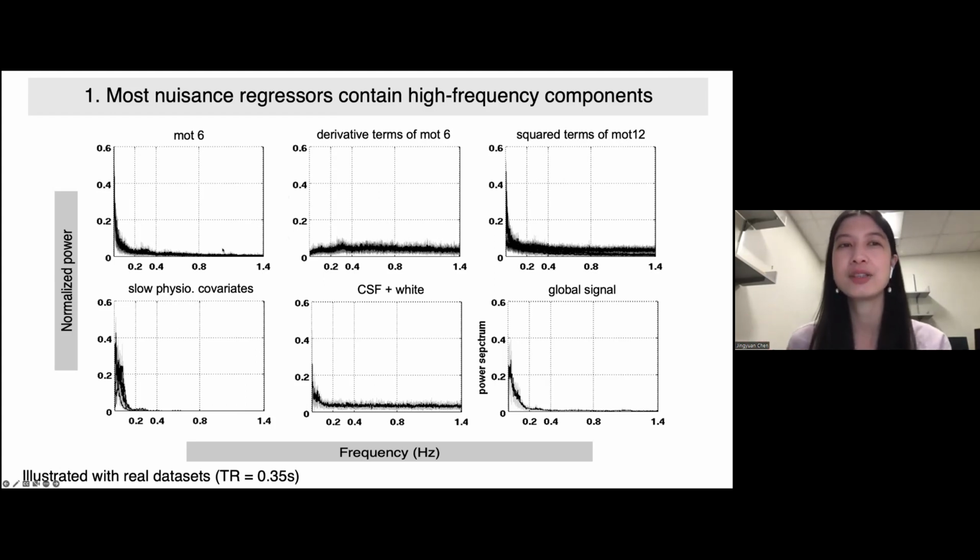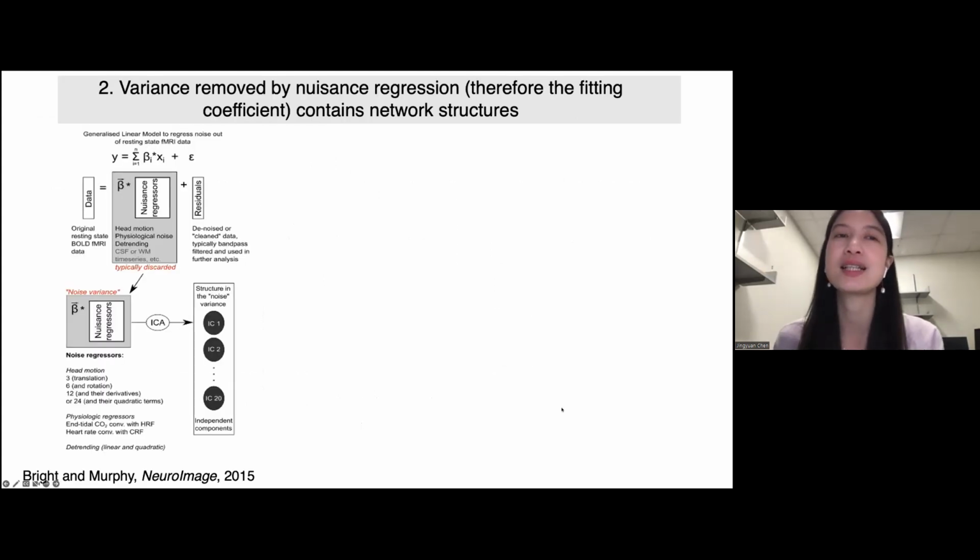And also some motion can have high frequency components. So that poses a concern. These nuisance regressors do have these high frequency components. The second question is, does the variance removed by nuisance regression in the low frequency bands contain network structures?